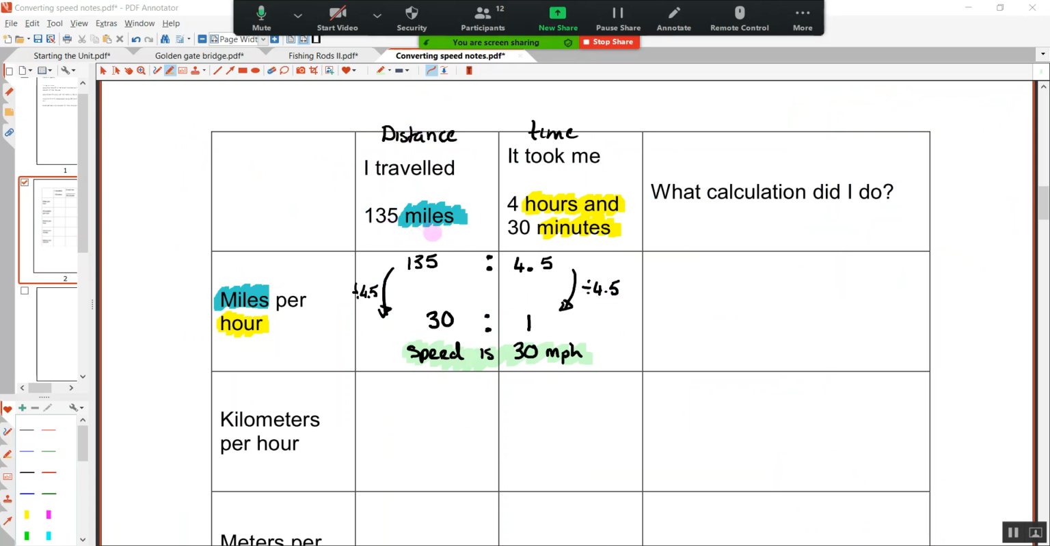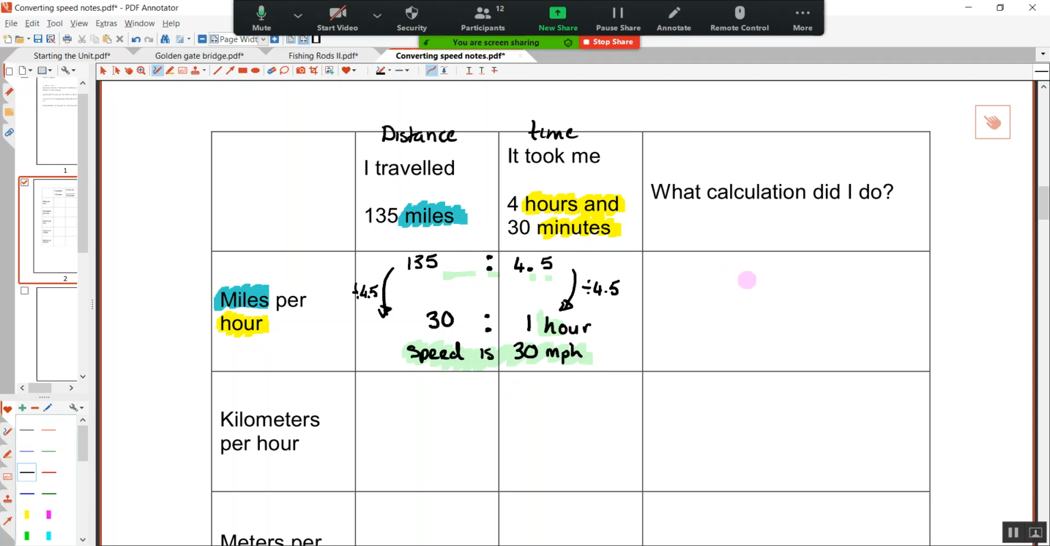So I've gone from 135 miles, 4.5 hours. That's this line here. All right. I've gone to my unit ratio with time. So time is the one I want as my unit. So instead of 4.5 hours, I've got 1 hour. So 1 hour. Okay. And if I do 135 miles in 4.5 hours, 4 hours, 30 minutes, I will only do 30 miles in 1 hour. So therefore my speed is 30 miles per hour.